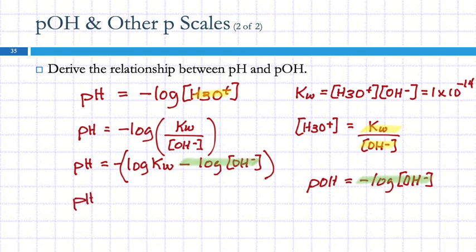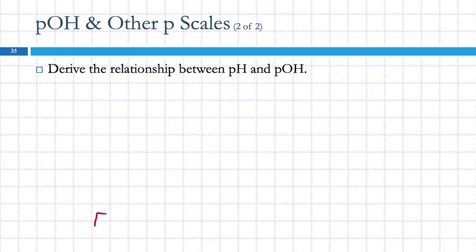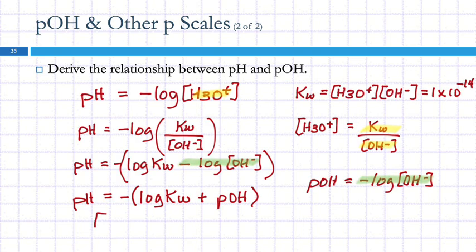So pH equals negative log of Kw plus pOH. I think something's going wrong here. Whoops, that's really wrong. Come back to me. I'm not sure what I did, but this is not looking good. My negative signs aren't coming out correctly.